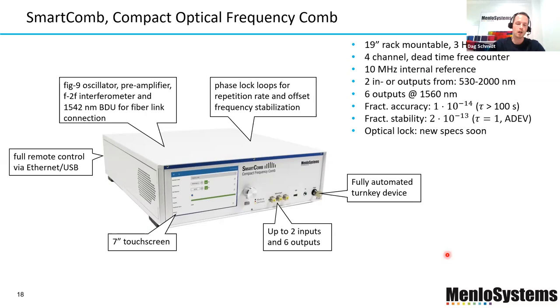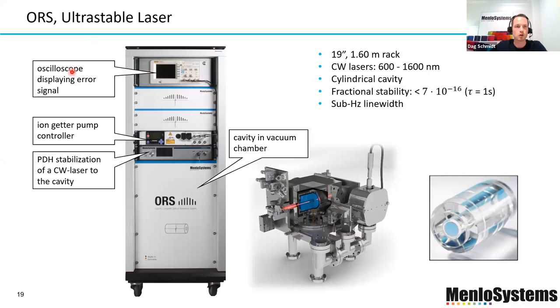And on the other side, I want to show you the ultrastable lasers. These are also completely rack-mounted systems here. On the bottom part, we have the cavity in the vacuum chamber. You can see a CAD drawing here with the ion getter pump and the cylindrical cavity in the vacuum chamber and the optics mounted here. So there's a picture of the cylindrical spacer. And of course, the electronics is included to do a Pound-Drever-Hall stabilization of the CW laser to the cavity. We have the ion getter pump controller and also displays for the error signals.